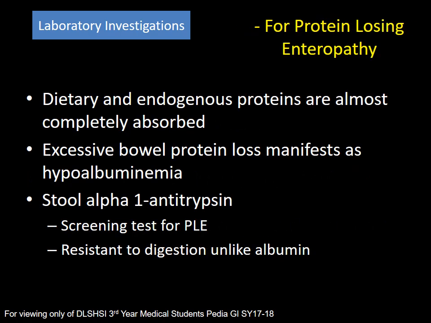For protein malabsorption, excessive bowel protein loss may manifest as hypoalbuminemia, but we have to rule out other possible causes of hypoalbuminemia, including liver diseases and inadequate protein intake. Alpha-1 antitrypsin has the same molecular weight as albumin, but excessive loss in the stool should prompt further investigation.